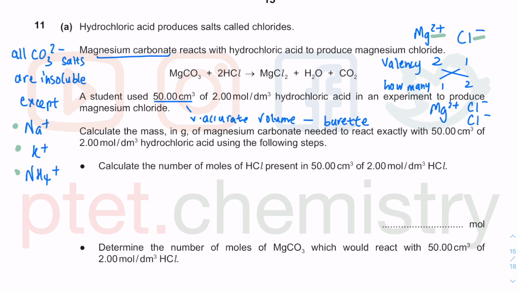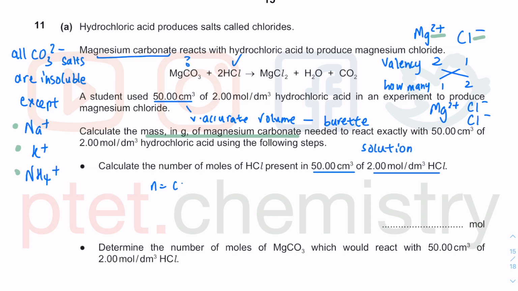Calculate the mass of magnesium carbonate. So this is to do with reacting masses. So we want this, but we have the HCl. So calculate the moles of HCl present in this particular volume, in this particular concentration. These are what we call solution chemistry.